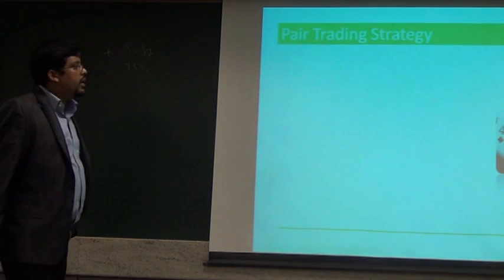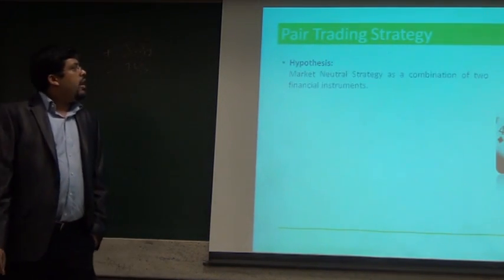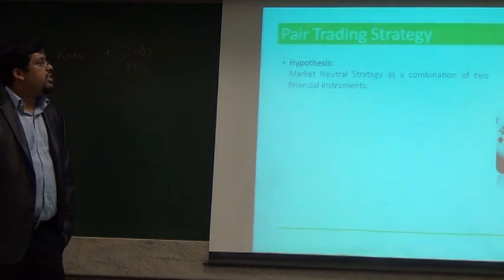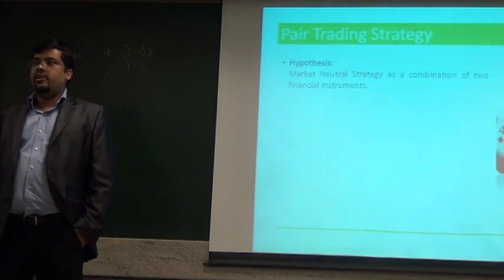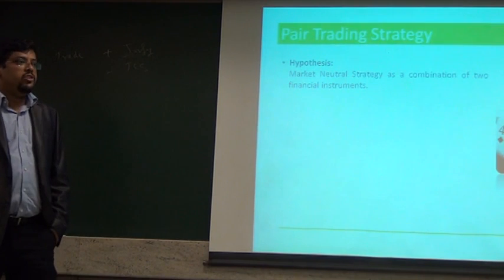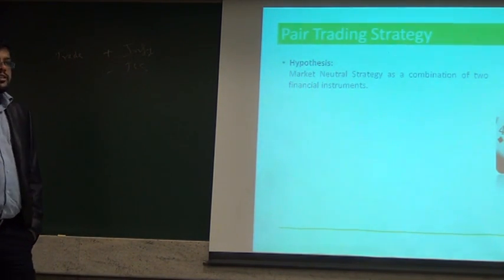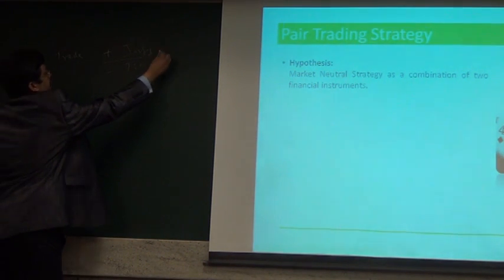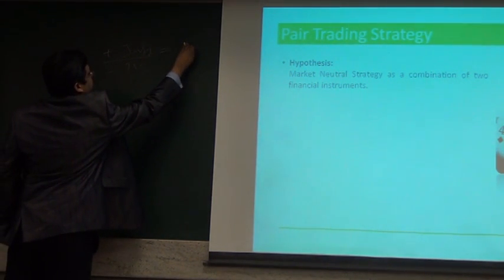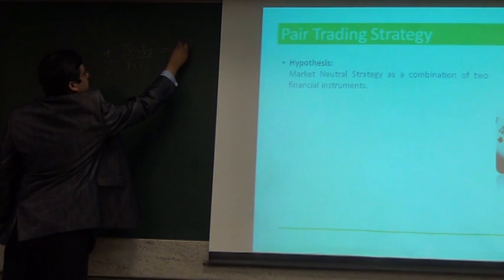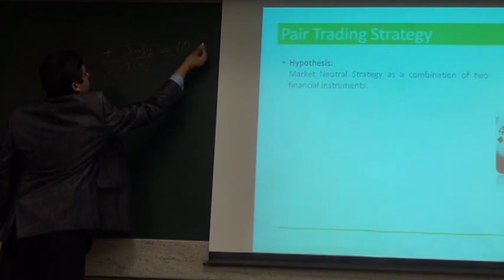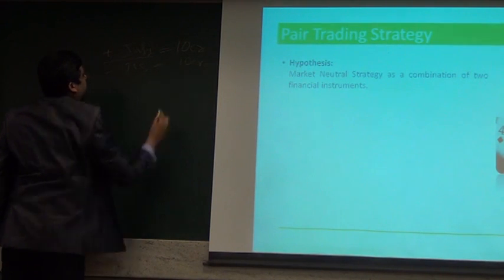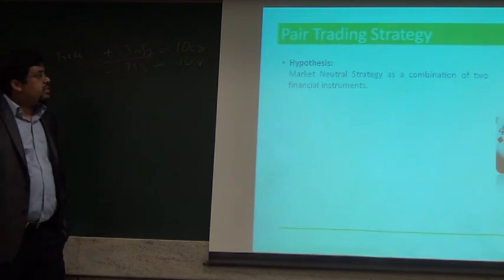Okay, so let's look at the hypothesis as I talked about. We will be looking at a market neutral strategy as a combination of two financial instruments. What is a market neutral strategy? A market neutral strategy is something like, if I am going long on Infosys, suppose I am going long for something like, say, 10 crores or say 2 million, I will also be going short 10 crores on TCS.